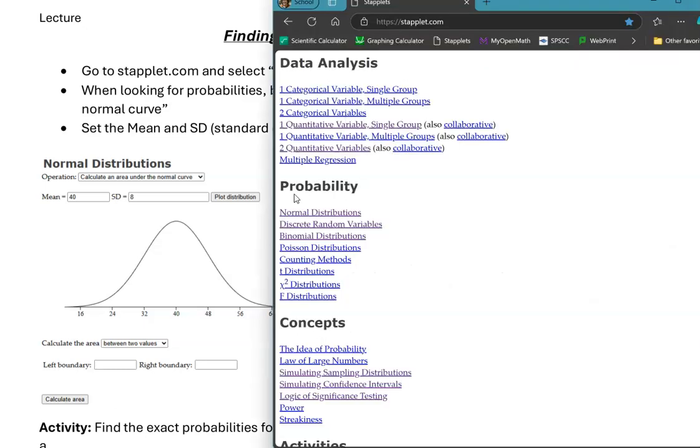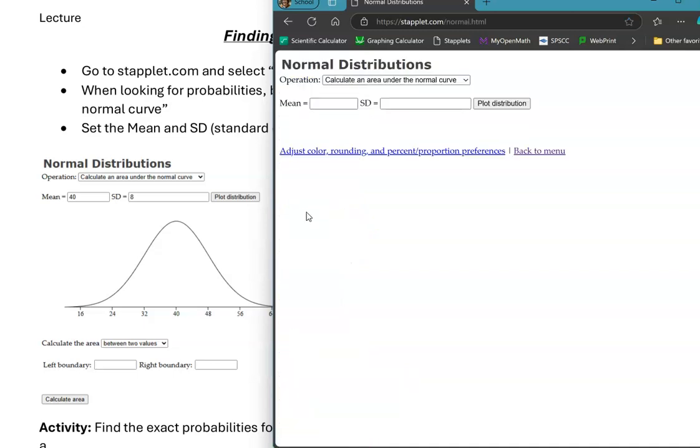And then we're going to go to probability and open up normal distribution. So something here at the top is operation. There's going to be two choices here. And what we need to keep in mind is if we're looking for probability, we want to calculate an area under the normal curve. So any questions where we're looking for some percent chance, we want this option of calculate an area under the curve.